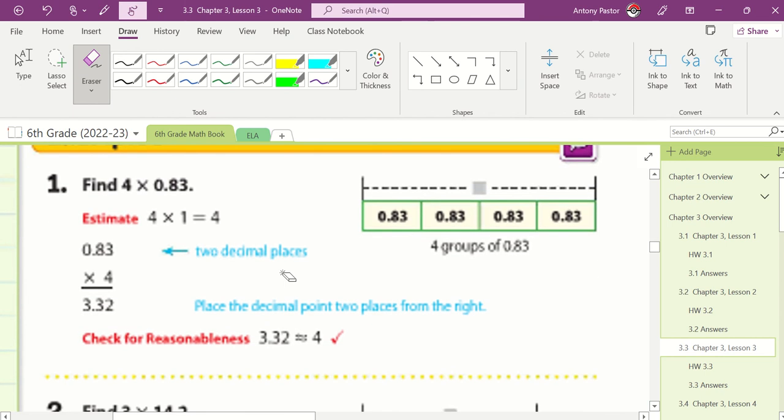For example number 1, we're going to multiply 4 by 0.83. Now, look at what the example does.